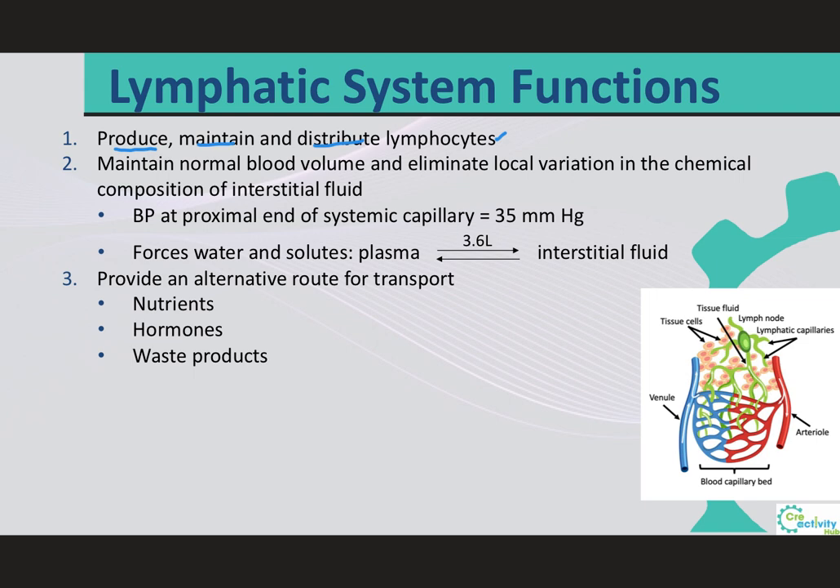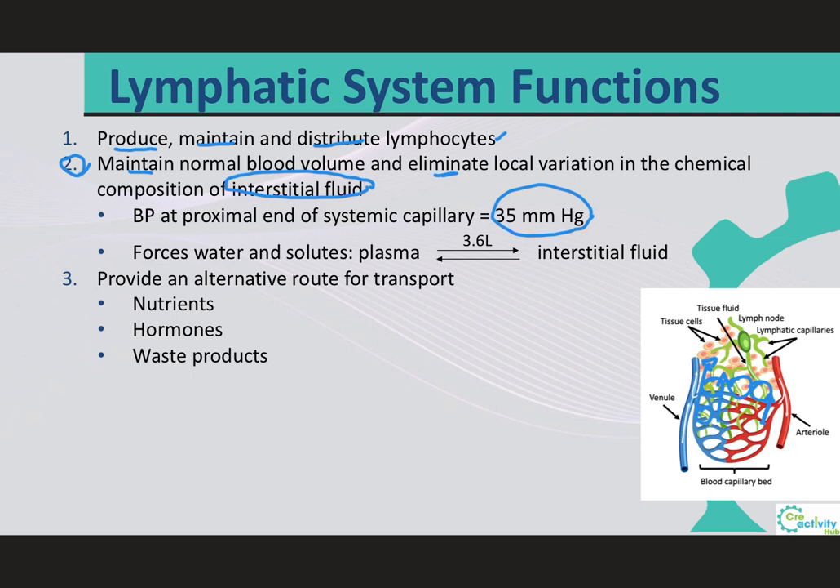A second function of the lymphatic system is that it will maintain the normal blood volume as it eliminates local variations in the chemical composition of the interstitial fluid. So how is this going to happen? Well, the blood pressure at the proximal end of the systemic capillary, which is represented here on this image, is approximately 35 millimeters of mercury. And the blood pressure tends to force the water and the solutes out of the plasma, therefore out of the blood vessels and into the interstitial fluid.